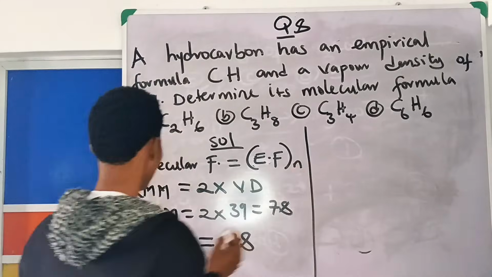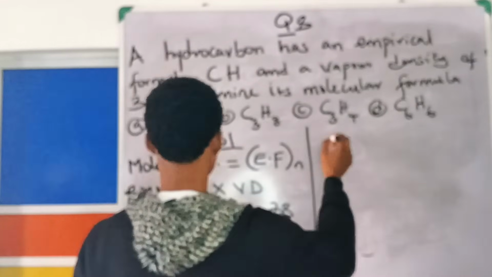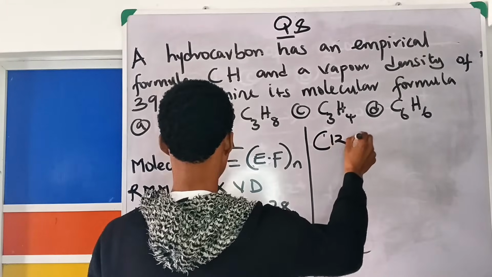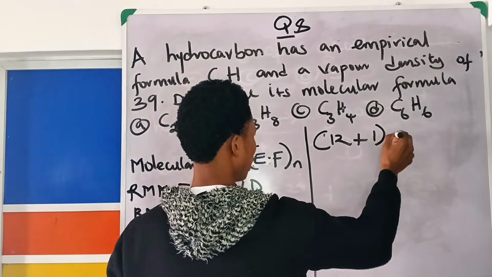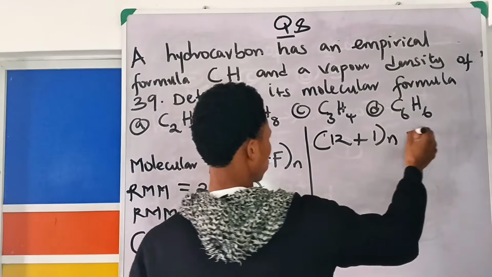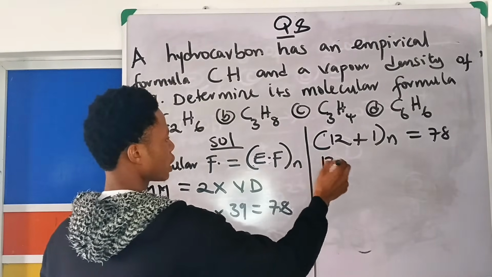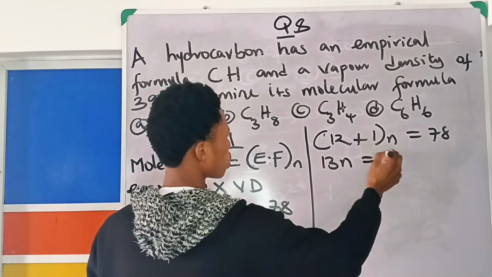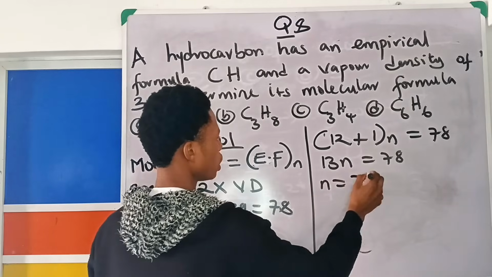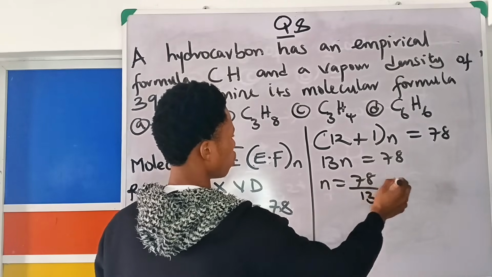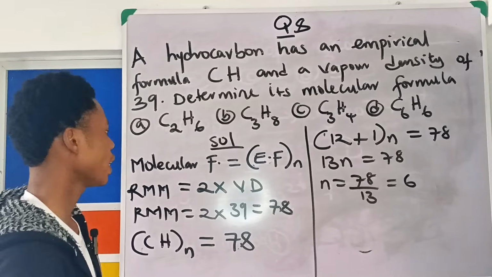Now, C, what's the atomic mass of C? Carbon is 12, right? Carbon is 12 plus hydrogen, which is 1. Then N is outside, equal to 78. Now 12 plus 1 is 13 times N. That 13N equal to 78. So to find N now, N is equal to 78 over 13. 78 divided by 13 is 6. Now we've gotten N.